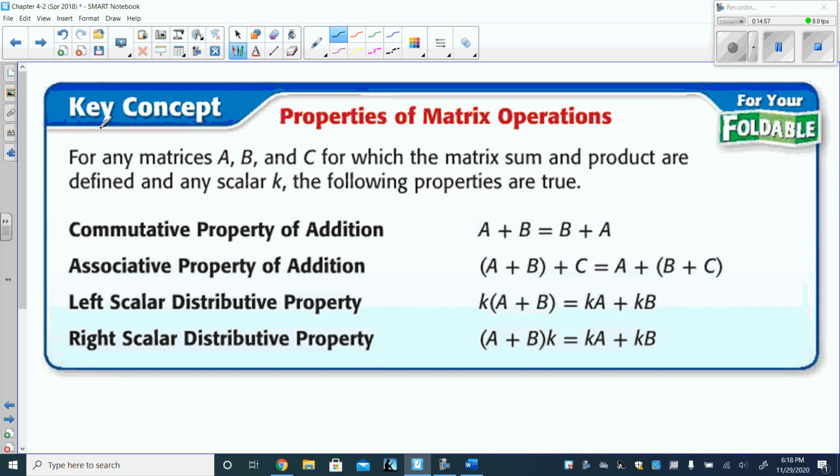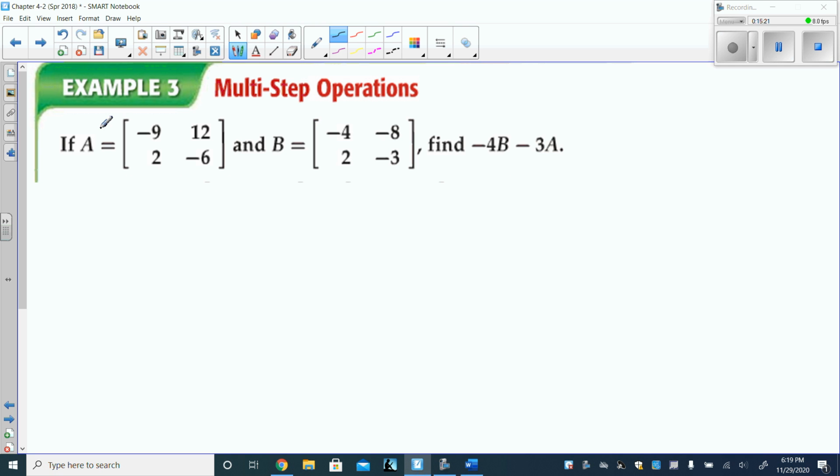Now we do have some properties with matrices. The commutative property of addition: A plus B is going to be the same as B plus A. It doesn't matter the order in which we add two matrices together, we will get the same thing. The associative property of addition: A plus B plus C is equal to A plus B plus C. The order in which we add matrices together doesn't matter. And we can kind of distribute a scalar from left or right. And that's it.